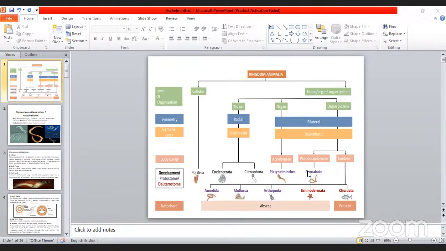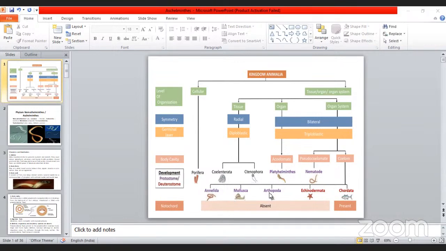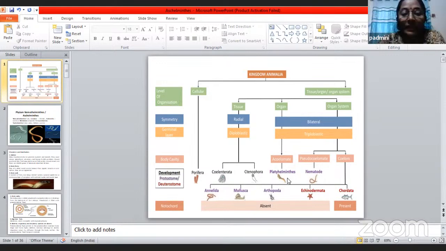I have one doubt, ma'am. Can you give some examples of protostomes and deuterostomes? All the protostomes, that is the annelids, molluscs, and arthropods, come under protostomes. And all the echinoderms and the chordates come under deuterostomes. They are the well-developed forms, the deuterostomes.